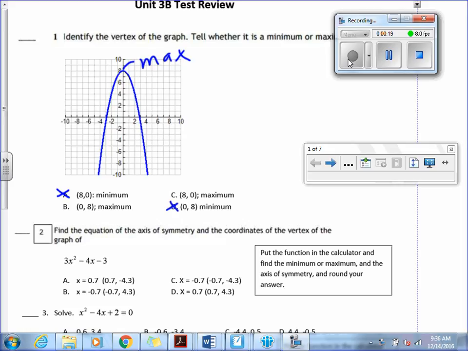And then what are the coordinates? What's the x coordinate? Do I go left or right? X tells you to go left or right, so it's 0, 8. All right, so the answer is B.